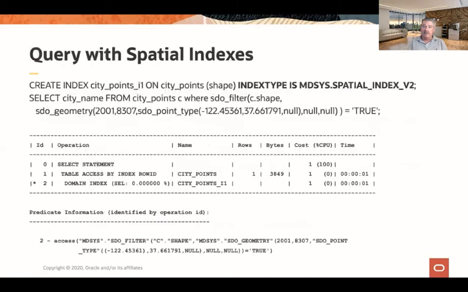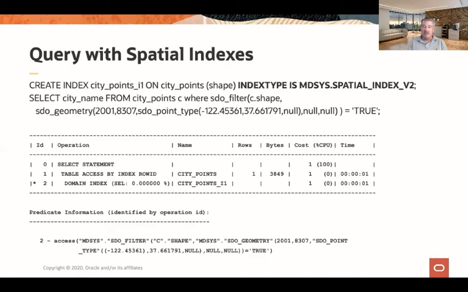So I have a couple examples for you. These examples come out of the Spatial Graph Developer's Guide, so you can actually go try this yourself. What I did is I created the city points table, and then I have a shape geometry defined. And I've created a spatial index on that. This is how a spatial table would work without Database In-Memory.